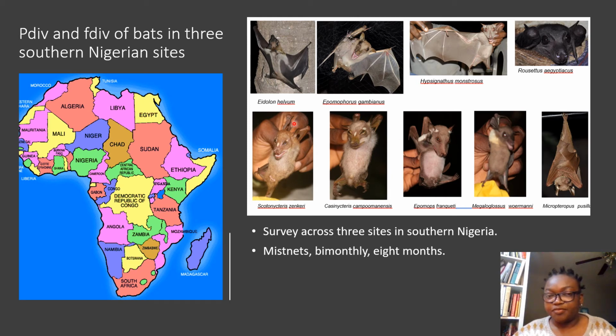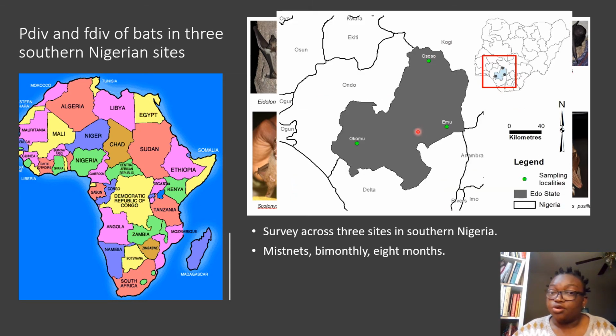I've described some of that data in the notes, and I've also described the localities. I was working within just one state in the south, Edo State. There is the national park down here, Okomu National Park, which has well, undisturbed forests at this point. And then there's Emu, which is basically entirely covered in agricultural cropland.